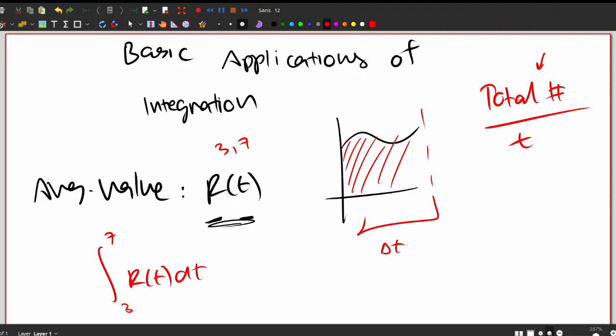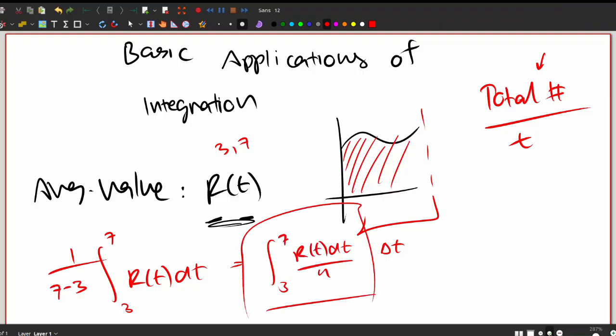from 3 to 7 divided by the range. And here the range is 7 minus 3. So it would be the integral from 3 to 7 of r of t dt over 4. And this is the average value of a function. And this works for any function.